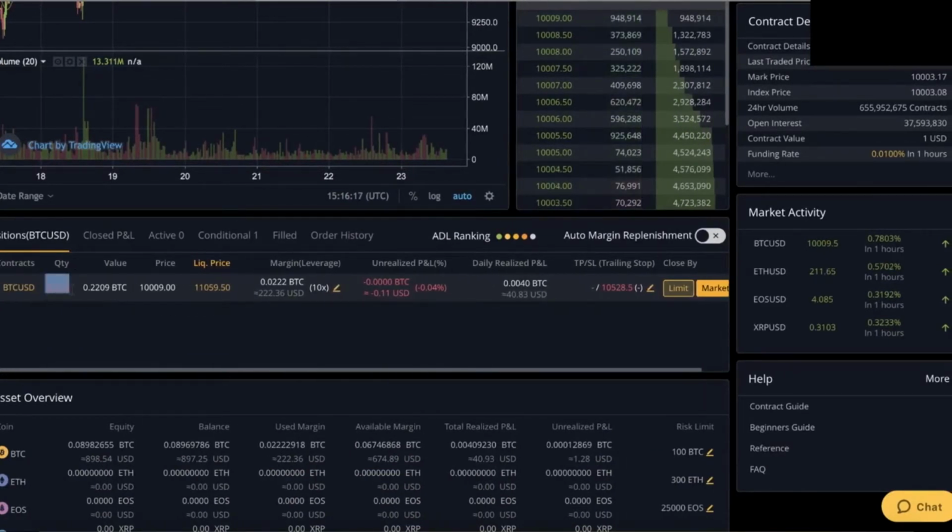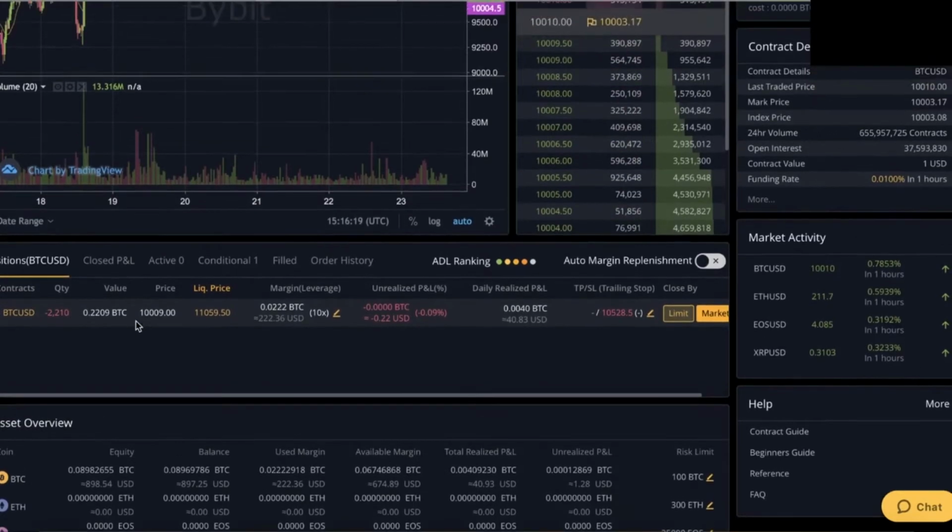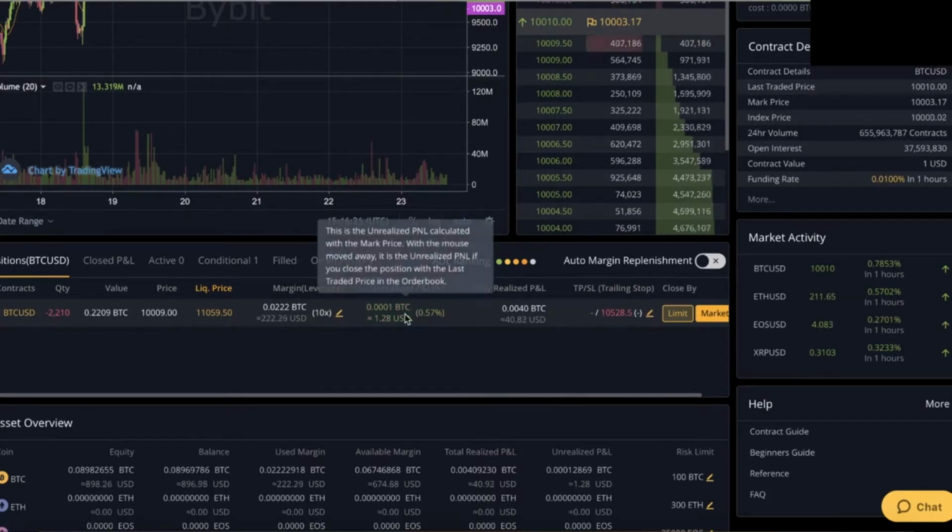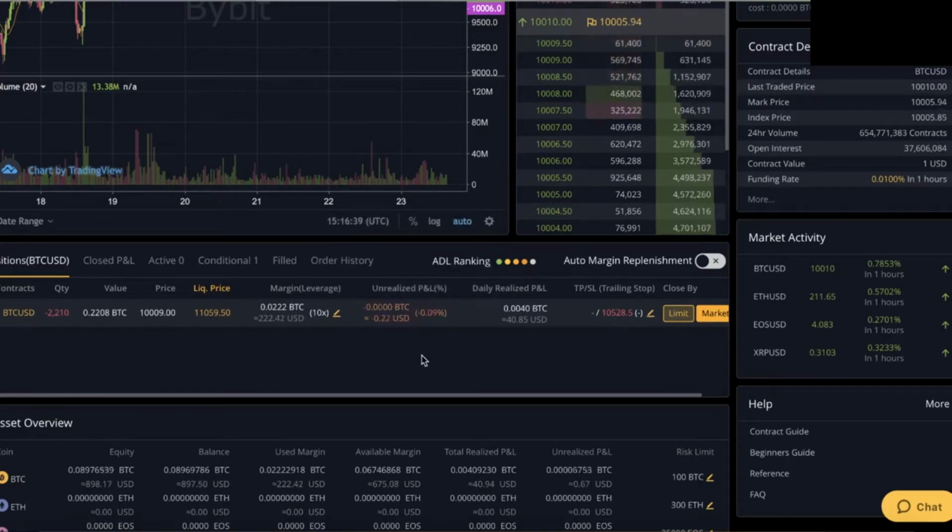with $2,200 worth of Bitcoin going short, essentially betting that it will go down. Over here, I can see my unrealized profit and loss. So when you hover over it, sorry, let's just read this out. With the mouse moved away, it's the unrealized profit and loss with the traded price. So this is actually the price that Bybit is trading at. When you are hovering over it, it's showing you the mark price.